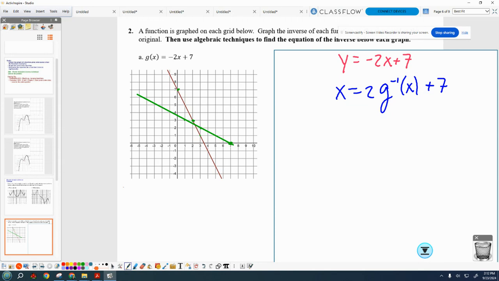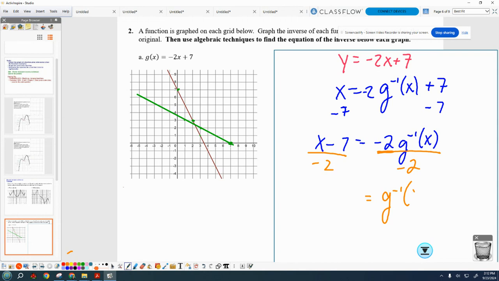All right, I'm going to use some vocabulary here. Aiden, what is the inverse operation of +7? -7. So I am going to undo. You forgot the negative in the -2. I forgot the negative on the -2, thank you. So I have x minus 7 equals -2 g inverse of x. Raul, what is the inverse operation? How do I undo this, whatever that is doing? You divide by the same number, -2. Okay, so to undo multiply by -2, I'm going to divide by -2.